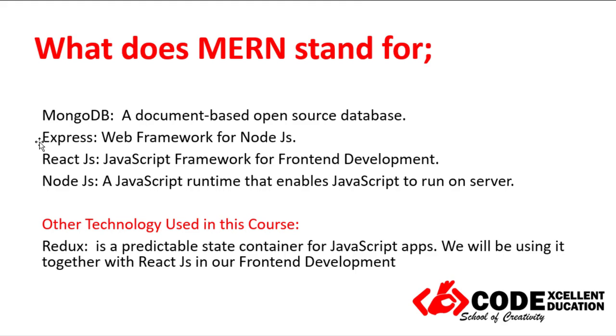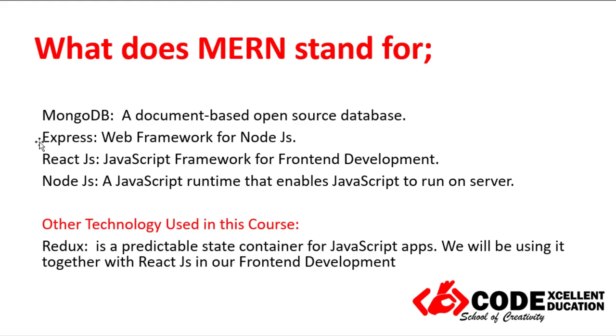So these four technologies are what we are going to use throughout this course. And we're also going to implement other technologies in this course, and that includes REDUX. So we are going to use MERN with REDUX. So REDUX, this is a predictable state container for JavaScript apps. We will be using it together with React.js in our front-end development. And REDUX, in short, it's just a way of managing the state in our application.